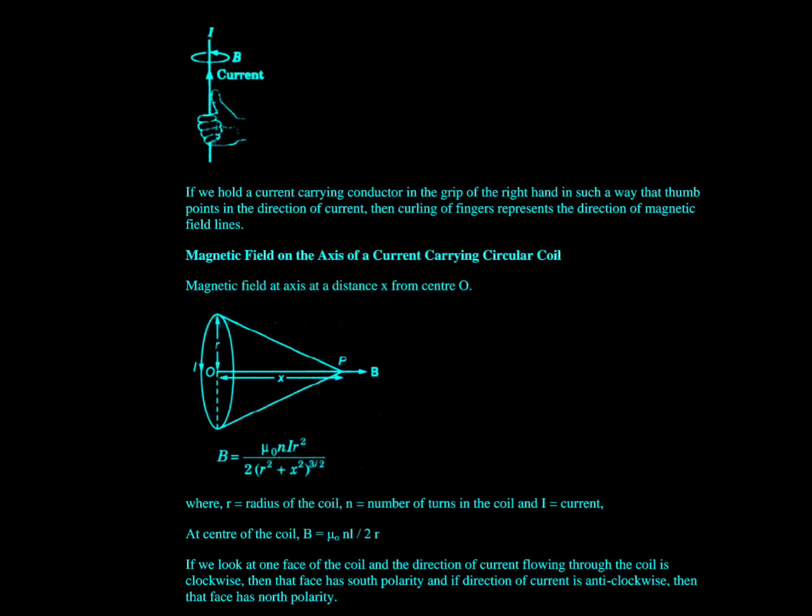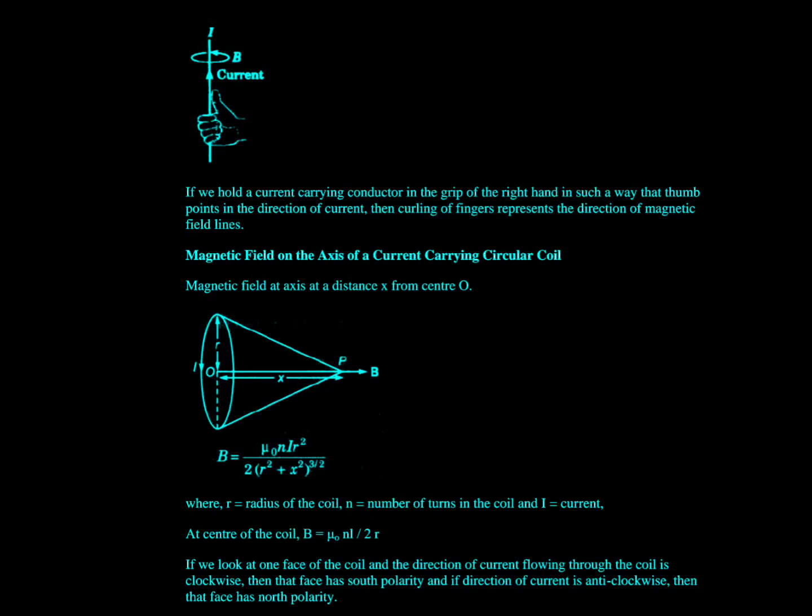Remember to use your right hand, not your left hand, to find the direction of the magnetic field. Our next topic for today's video is the magnetic field on the axis of a current carrying circular coil. The circular coil is a circular loop, and we have to calculate the magnetic field at a particular point P as shown in the figure.